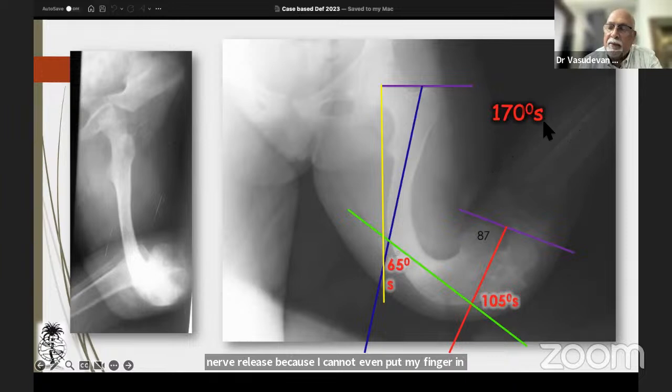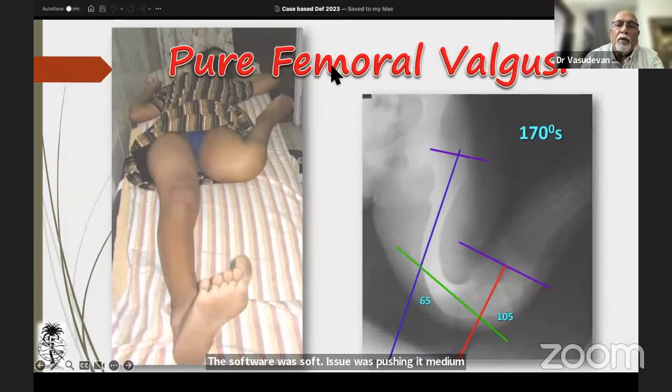Even you can see this femur, the tibia was going to that side because it was supposed to go like this. The soft tissue was pushing it medial. So that is the real deformity there.